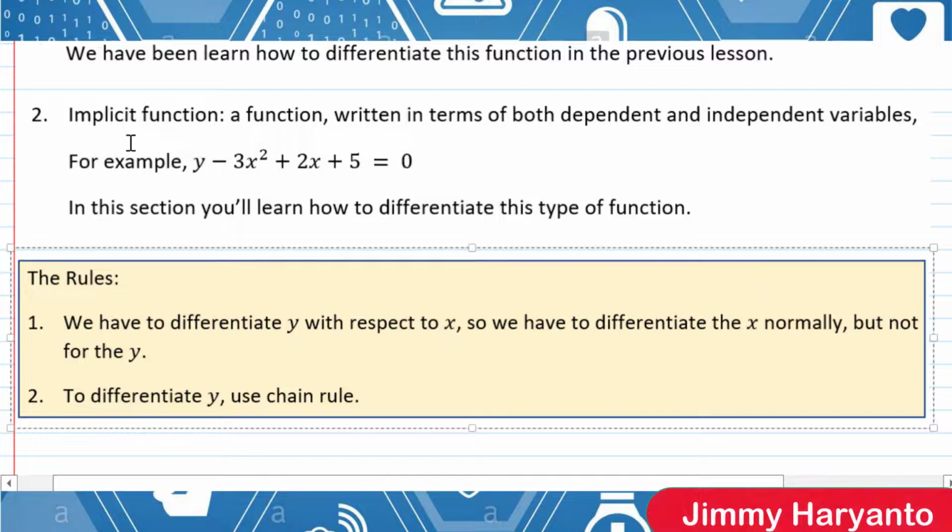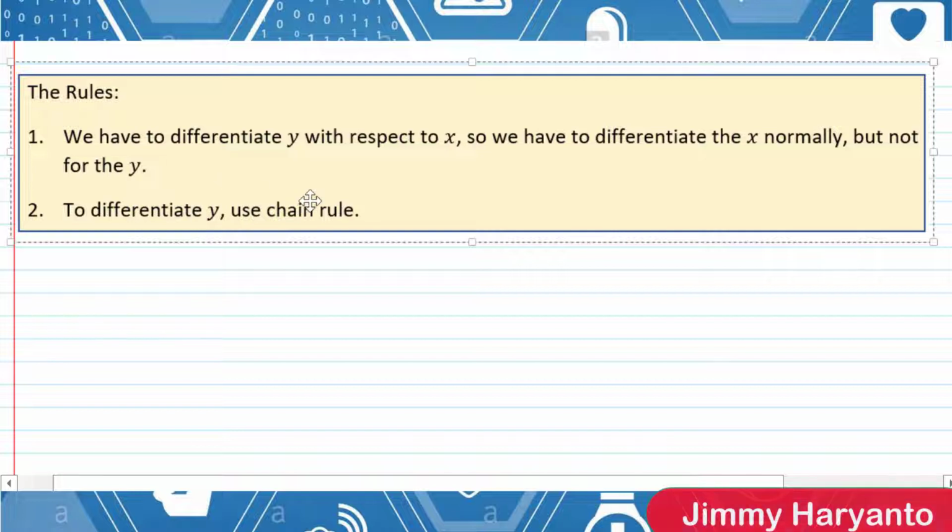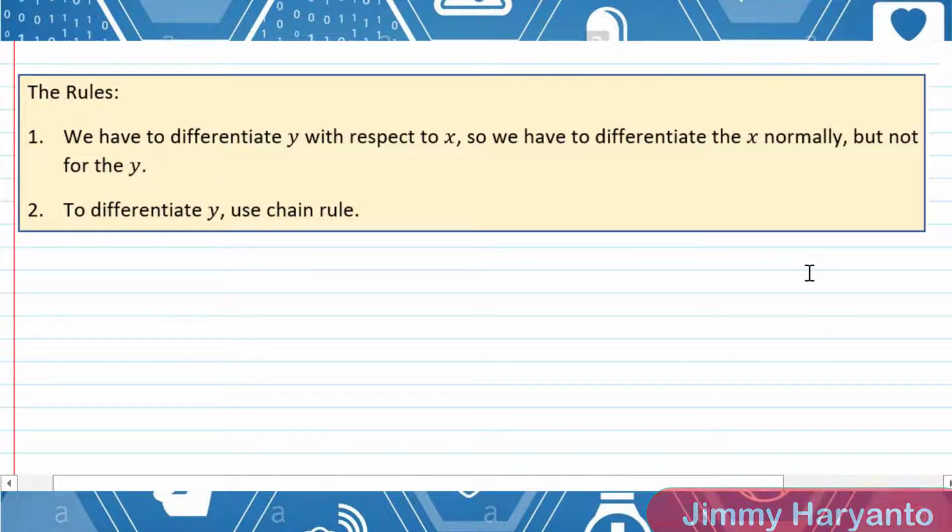And also the implicit function itu biasanya nggak bisa dijadiin y sama dengan. We cannot make it into y equal to. So we have to know a different method to differentiate implicit function.